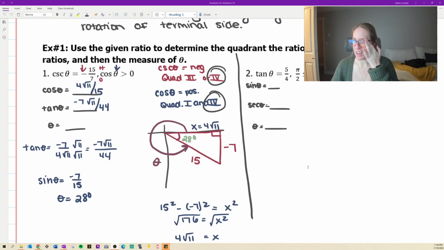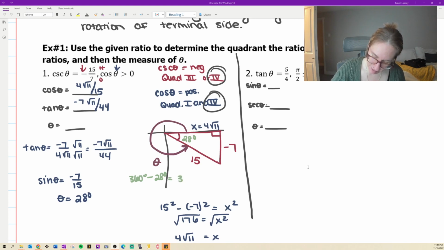All right, to find my actual angle, which is the angle on the outside, I'm going to take 360 and I'm going to subtract 28 degrees, right? Because if a full circle would be 360, I'm going 28 degrees less than that. So 360 minus 28, and that is 332. And that is my theta.